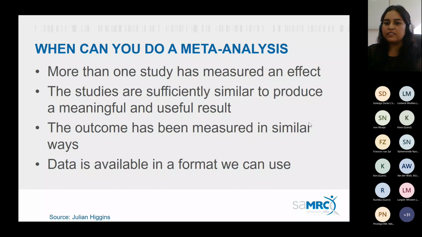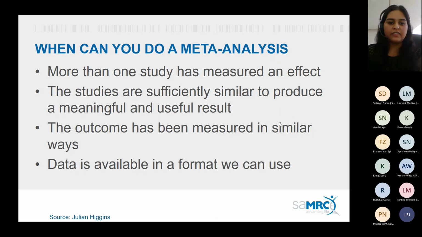So if you, yes, Solange. There's a question asking about whether the study methodology matters. Yes. It will come in under heterogeneity, so it does affect that. But in general, at the beginning of your systematic review, you would state what kind of studies you're looking at. But definitely study methodology does play a part in whether a meta-analysis result is reliable or not. Later on in the presentation, I'll show you this as well.